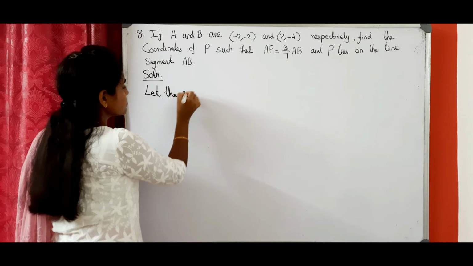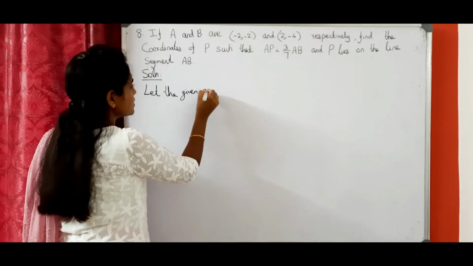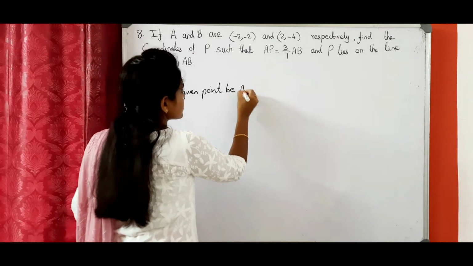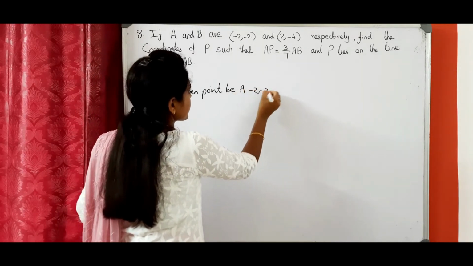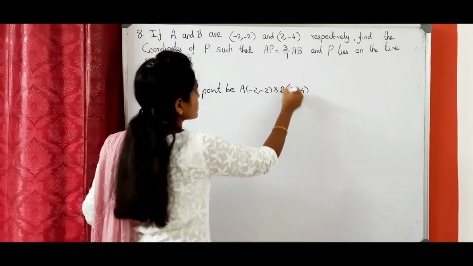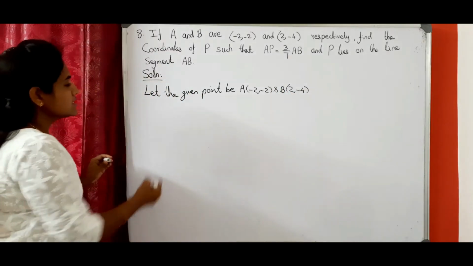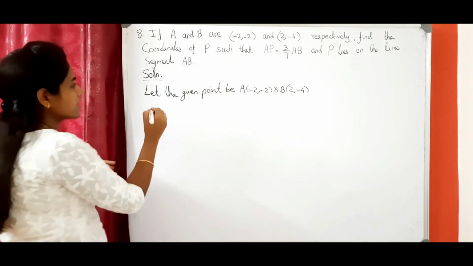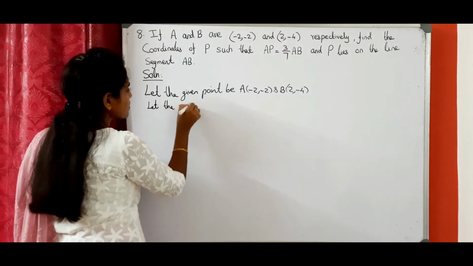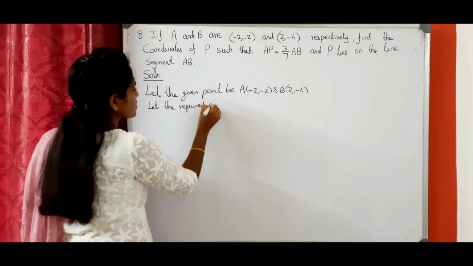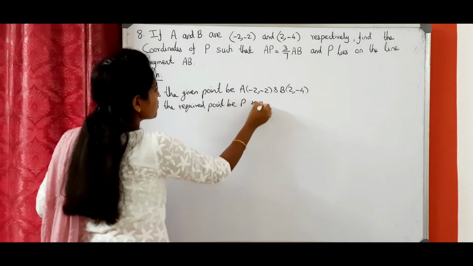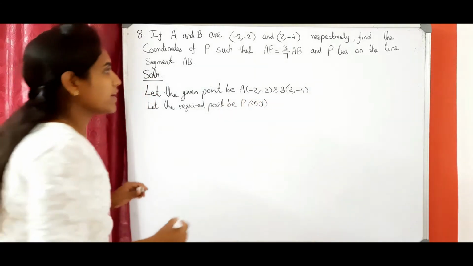Let the given points be A (-2, -2) and B (2, -4). Next, we need to find the point P. Let the required point be P(x, y). How can we find the ratio?